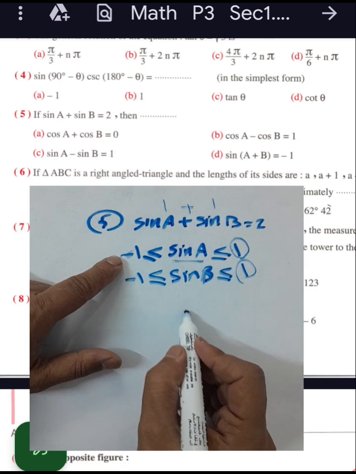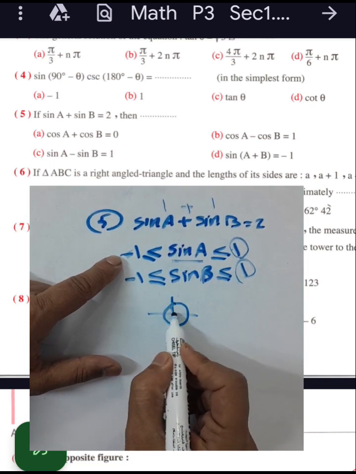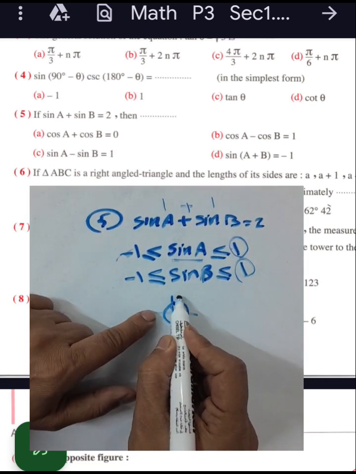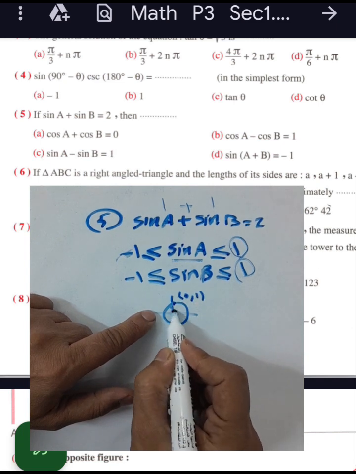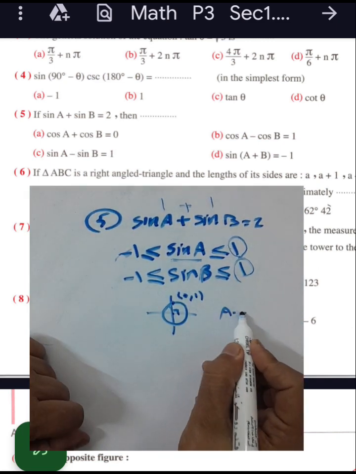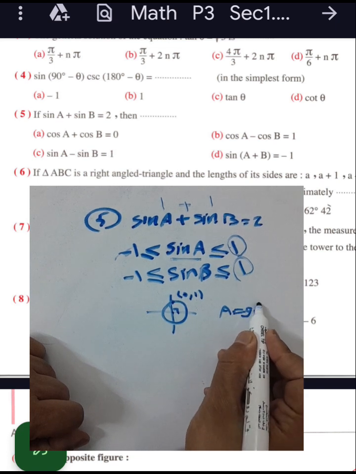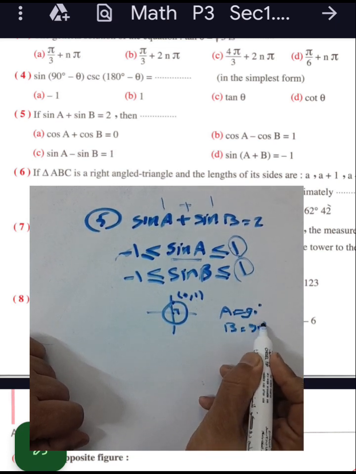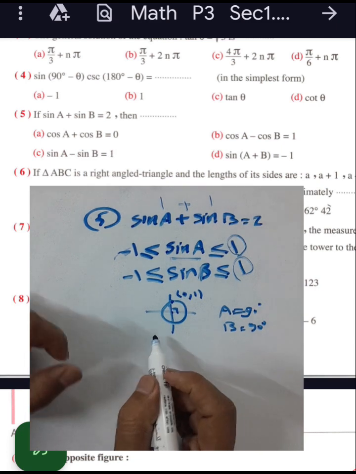Sine 90, from the circle here from 0 to 1. Sine 90 equals 1. Then the measure of angle A equals 90 degrees, and the measure of angle B equals 90 degrees. Which of the results is the solution?